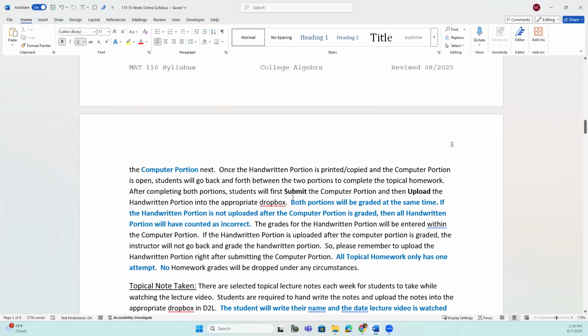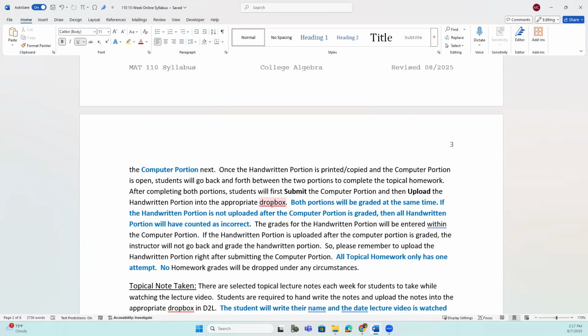After completing both portions, please first submit the computer portion, then upload the handwritten portion into the right Dropbox. If you're not ready to submit both of them, don't submit either one, okay? You can just wait till you finish both, then submit both. Now, if students submit the computer portion first, and then wait 2 weeks later, I will have already graded that computer portion. If you submit the computer portion, that means you want me to grade it.